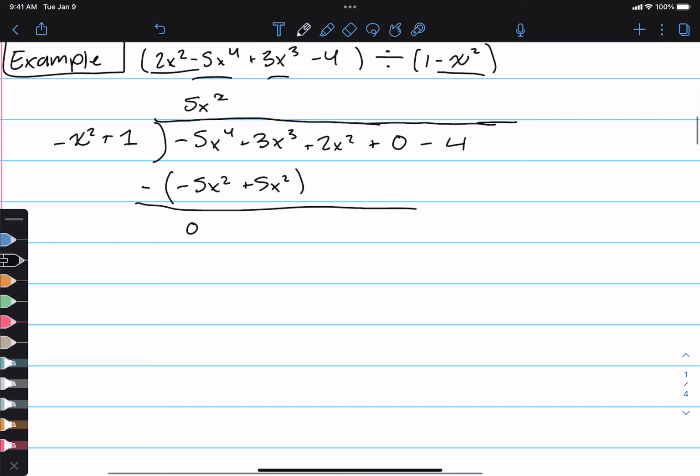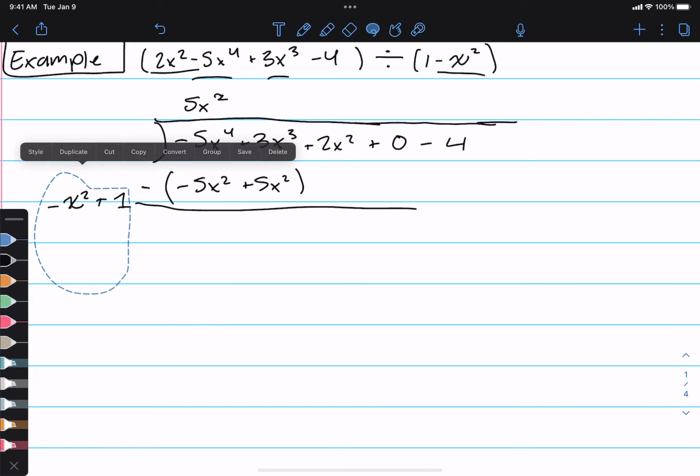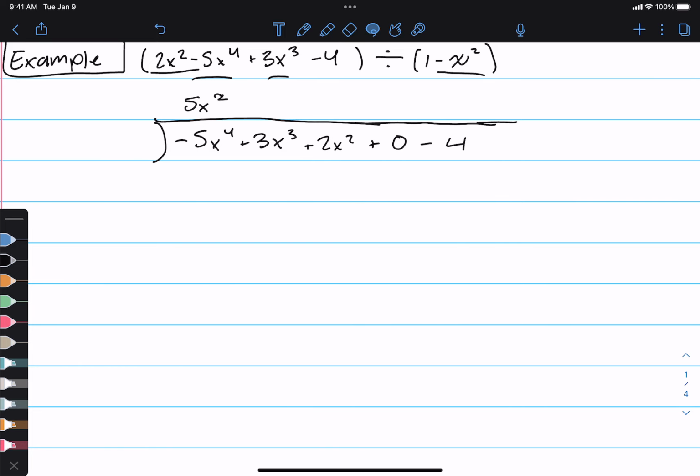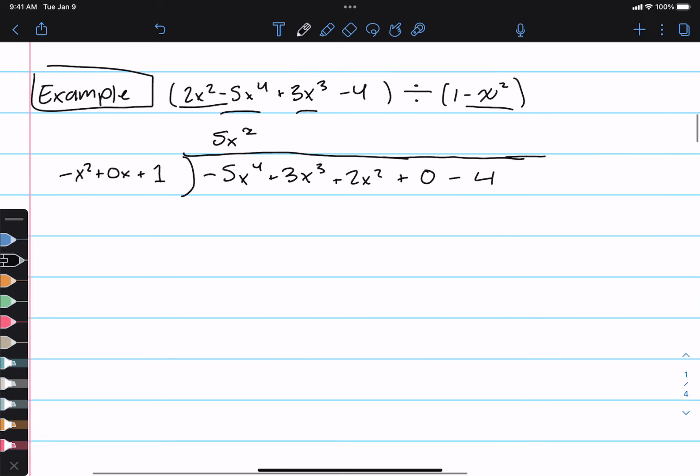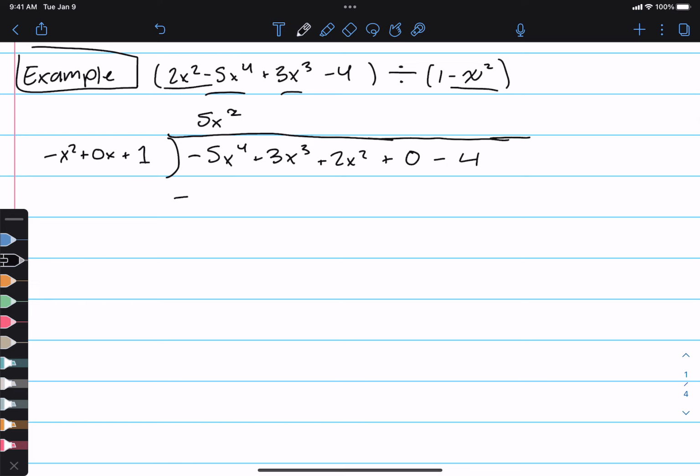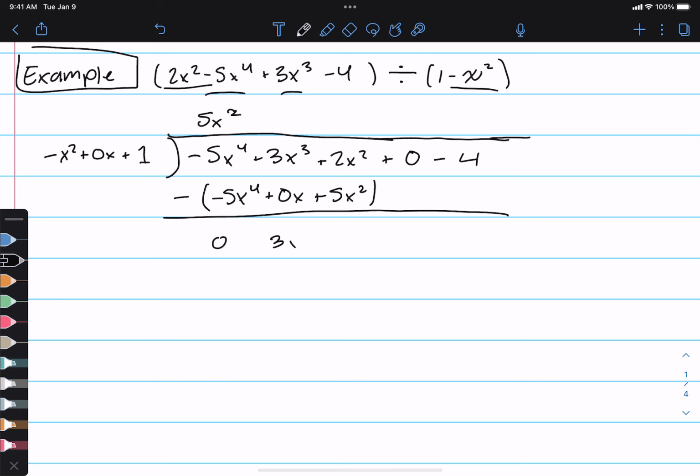And then 3x cubed minus 5x cubed, oh, and excuse me, that's where we need to write our leading zeros because I just made a mistake there. So it's actually negative x squared plus 0x plus 1, right? And so when we do that, we still have our 5x squared, and we're going to subtract negative 5x to the 4th plus 0x, and then plus 5x squared, right? And when we do that, we're going to get 0 here. We're going to get 3x cubed here. We're going to get negative 3x squared here.